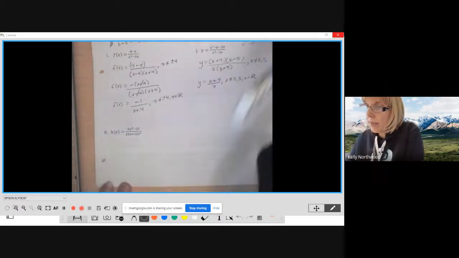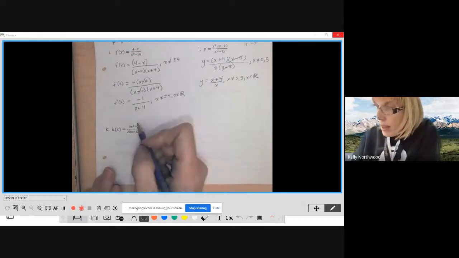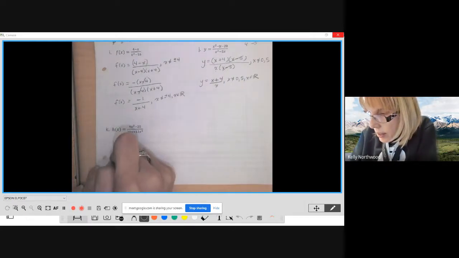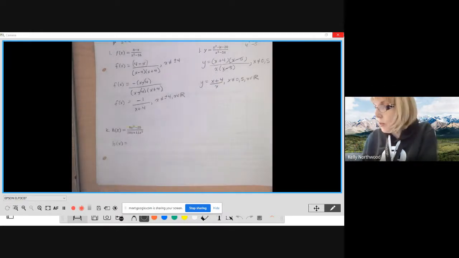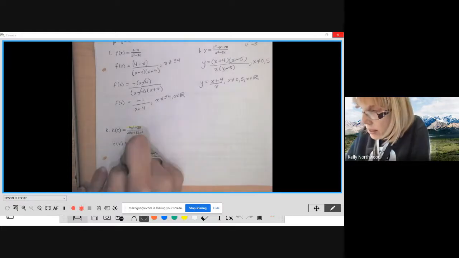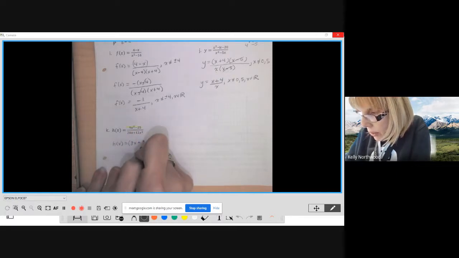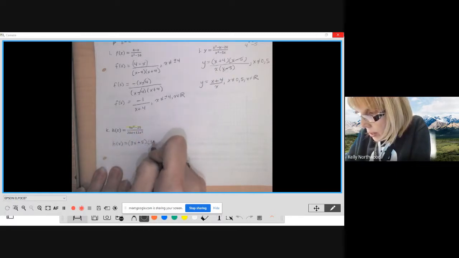And okay, f(x) equals. Looking in the numerator, is there a common factor? No. 2 terms, is it a difference of squares? Yes. So (3x + 5)(3x - 5).